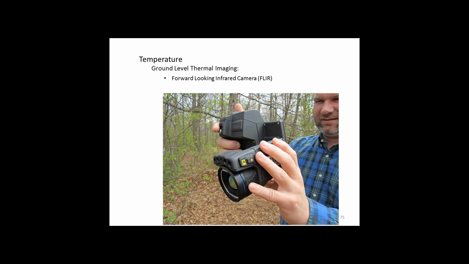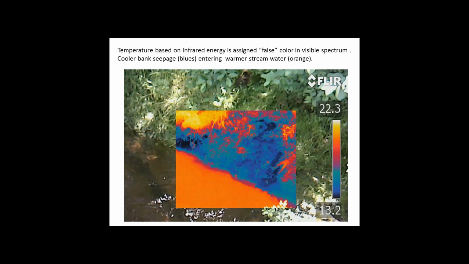For temperature, you can use a ground level thermal imaging camera. This is a forward-looking infrared camera, or FLIR. It produces an image such as what you're seeing here. The dark blue area is your groundwater seep flowing into a warmer surface water body, probably a stream.